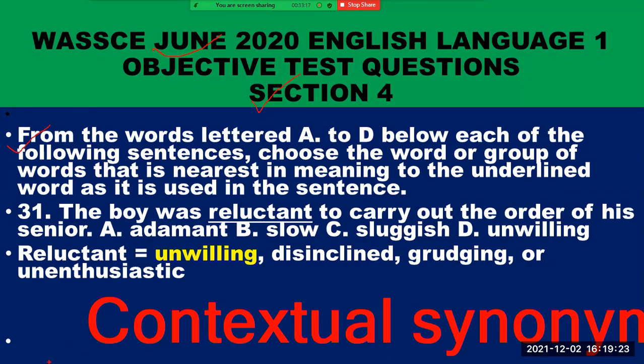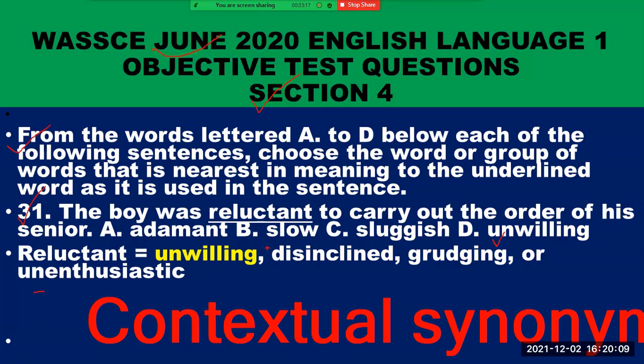So again, take note of the fact that we are dealing with question 31. Then the question is this: the boy was reluctant to carry out the order of his senior. Now the word underlined here is reluctant, and we're looking for another word nearest in meaning. Option A is slow, not necessarily. Option C is sluggish, not necessarily. All right. Then option A is adamant, no. Option D is unwilling. Yes, when you are reluctant to do something, you are unwilling to do it, all right?